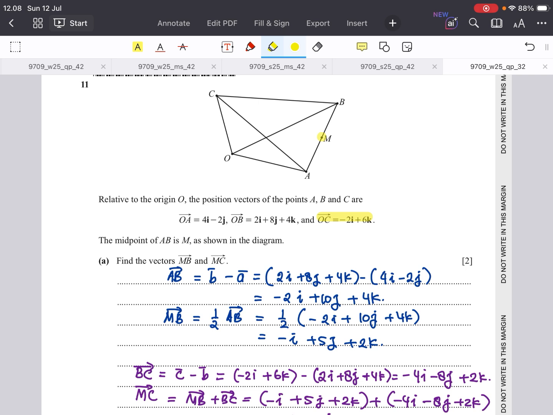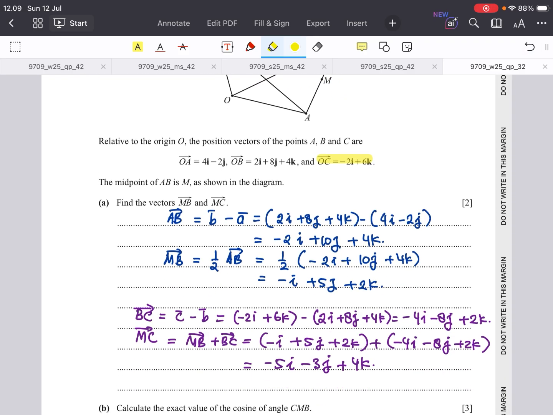And then to find vector MC can be found using MB plus BC. So MC is MB plus BC. MB using our previous answer is negative i plus 5j plus 2k. And BC is negative 4i plus 8j plus 2k. The answer is negative 5i minus 3j plus 4k.